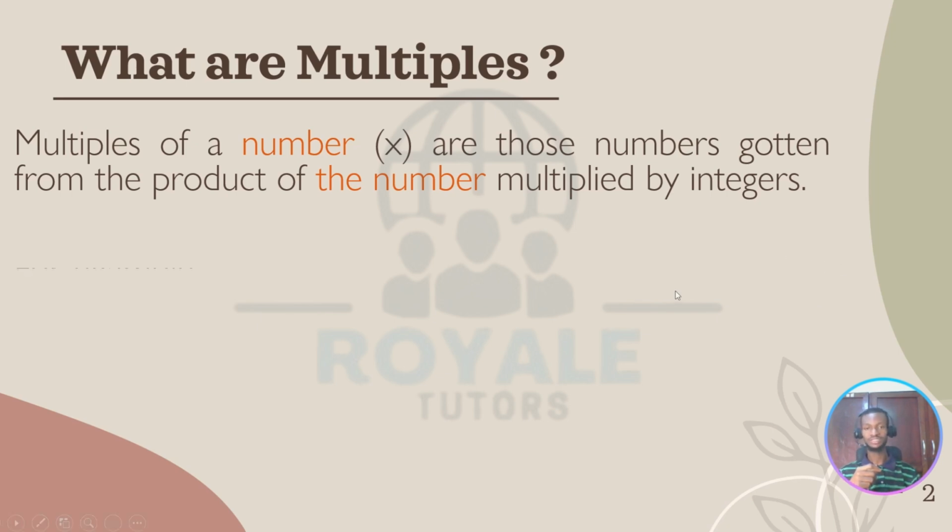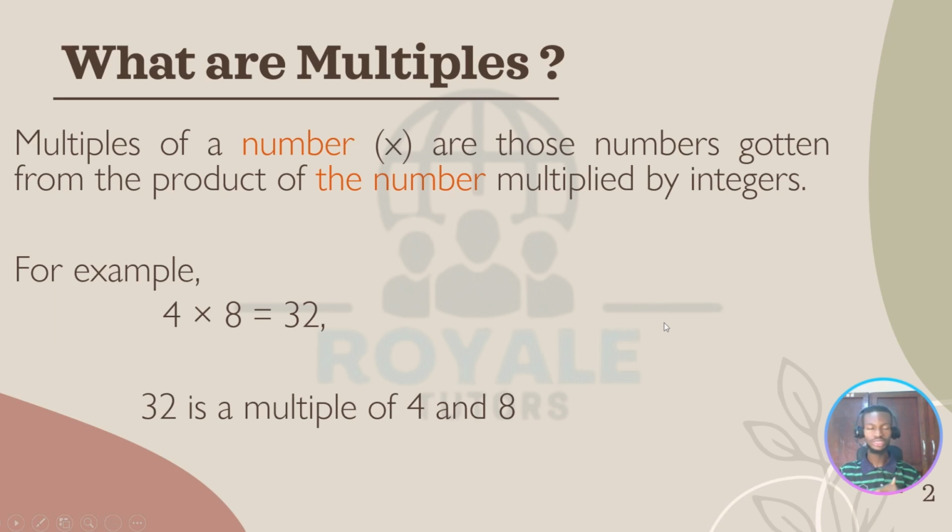Now let's look at this. For example, when you have 4 times 8 equals 32, what does that mean? It means that 32 is a multiple of 4 and 8. So when you multiply 4 by 8, you get the multiple which is called 32. Meaning that if you are listing the multiples of 4, 32 is there. And when you are listing the multiples of 8, 32 is also there.